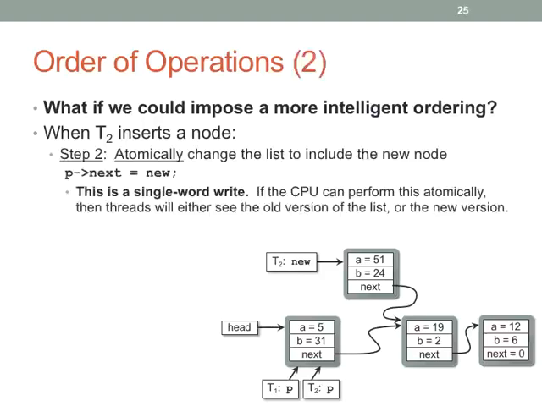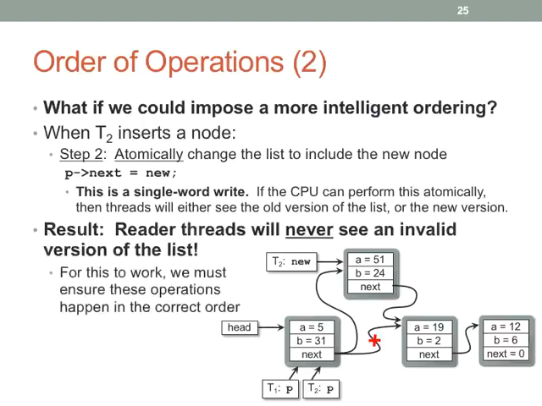linked list yet. So then step 2 is that we want to atomically change P arrow next to be new from being what it was before. And when we say atomically, we mean so that T1 sees it either as the old value or as the new value. Obviously not some amalgam, because that would also be horrible. Okay? And like I say here, if the CPU can perform that single word write atomically, then threads fall into camps now. They either see the old version of the linked list or they see the new version of the linked list. They can't see some weird mangled version. Okay? So we do this. That has to be a single atomic operation. And so the result is that readers never see an invalid state of the list.